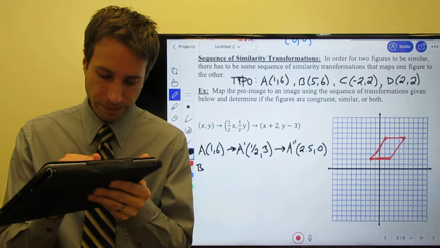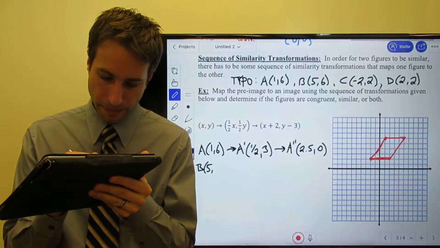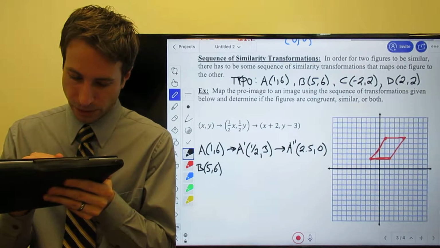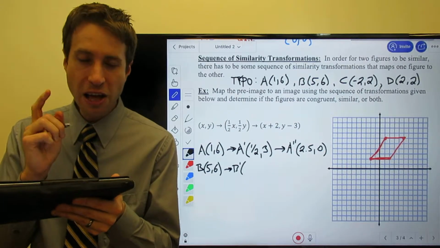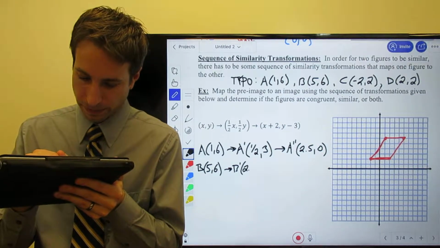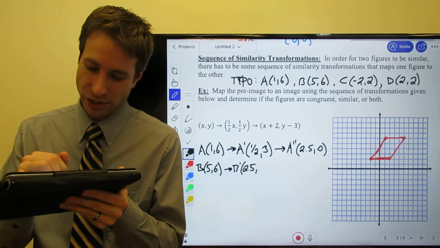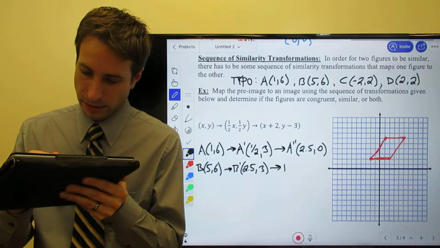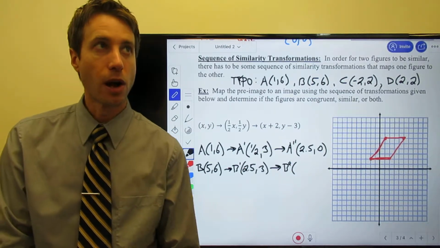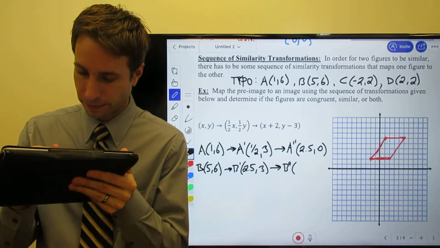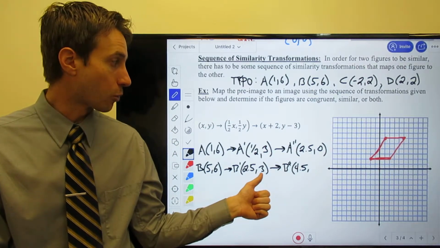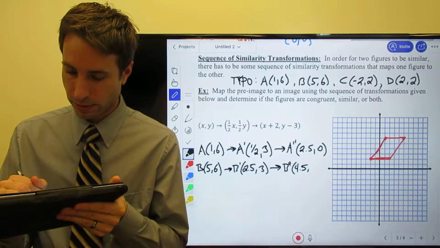Let's do it for B. B is at 5, 6. The first transformation says divide both the x and the y by 2. So B prime: 5 divided by 2 is 5/2, which is 2.5. 6 divided by 2, again, is 3. To find B double prime, it says to take 2.5 and add 2. 2.5, 3.5, how about 4.5? And then, again, I'm going to take the y value and subtract 3. Well, 3 minus 3 is still 0.